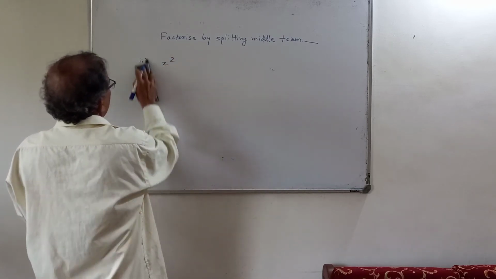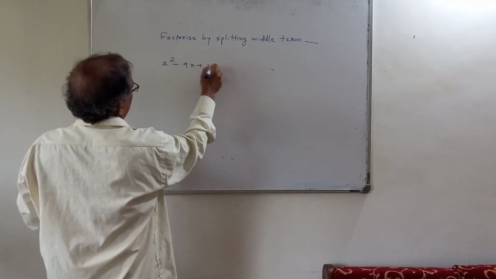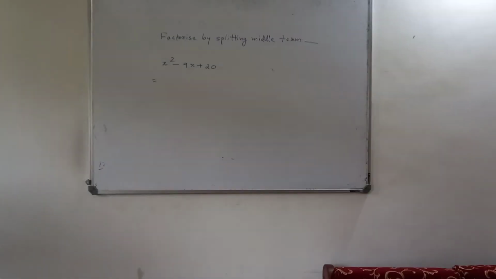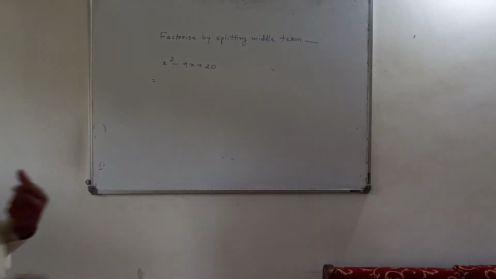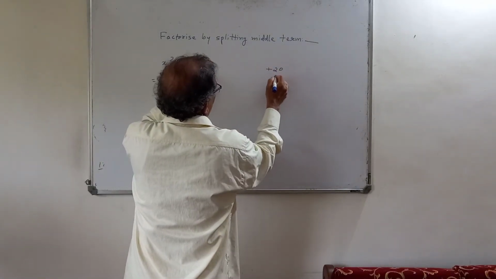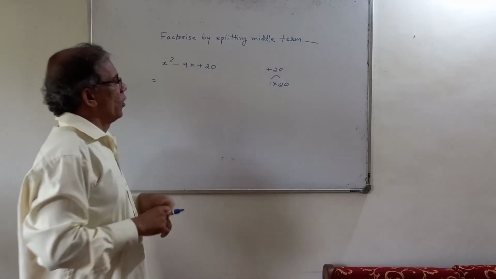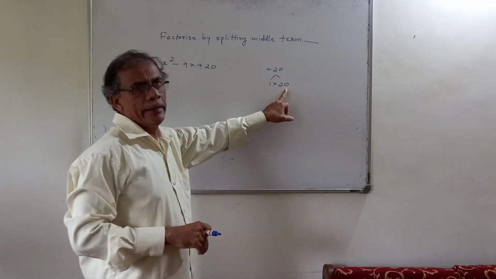x square minus 9x plus 20. Now what should be the product? Plus 20, the last term. So first pair, 1 into 20. Of course now, greater number 20.